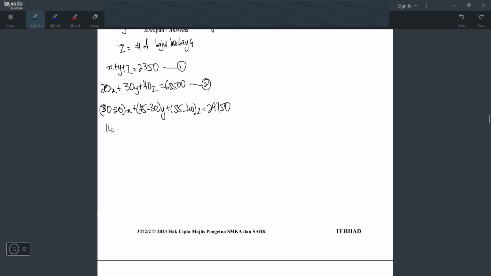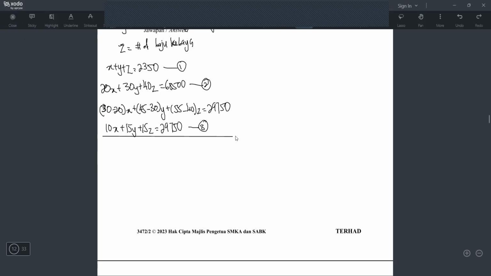So 30 minus 20 is just 10x. 45 minus 30, I guess, is 15y. And then the last one is also 15, but it's 15z equals 29750. And we can call this equation 3, right? So now we can try to solve using substitution method or elimination method. For me, I will use the substitution method because I just prefer substitution.